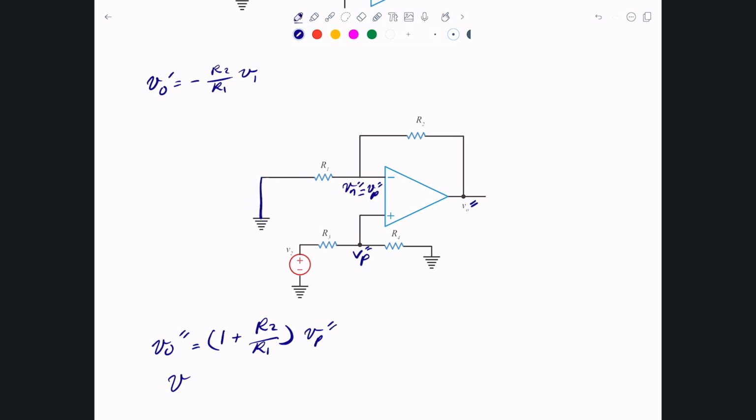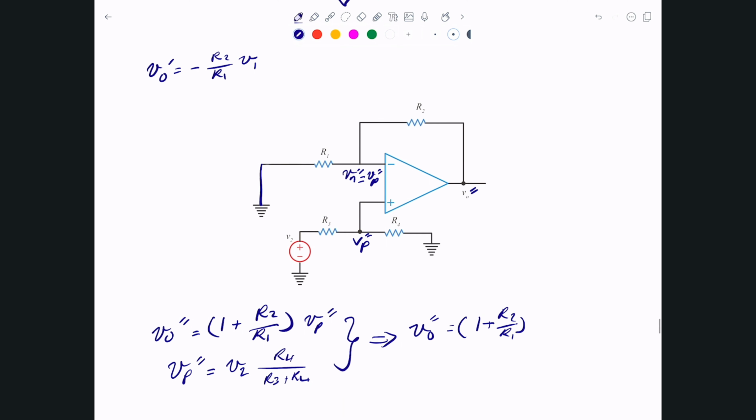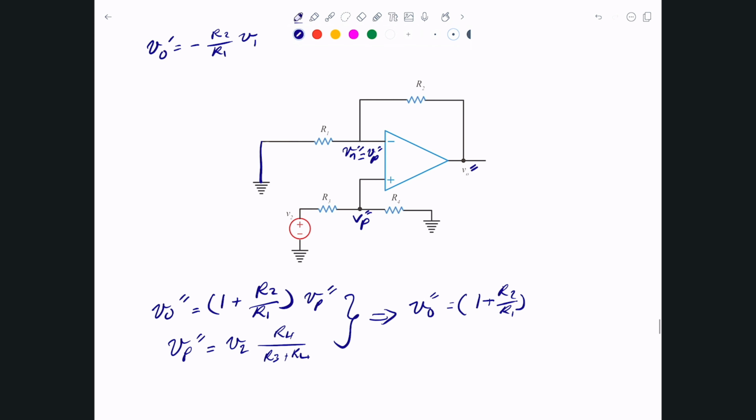So let me just do that here. Vp prime prime is simply V2 times R4 divided by R3 plus R4. So we'll combine these two together, and I'll get that V0 prime prime is simply 1 plus R2 divided by R1, that's from the non-inverting configuration, times from the voltage division R4 divided by R3 plus R4, and that's times V2.